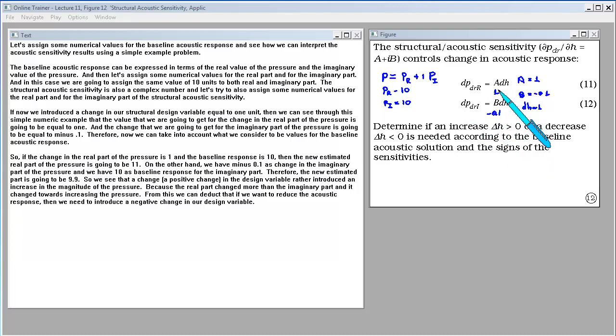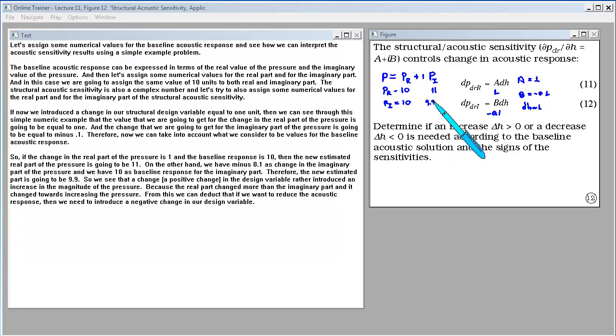Therefore, now we can take into account what we consider to be values for the baseline acoustic response. So, if the change in the real part of the pressure is 1 and the baseline response is 10, then the new estimated real part of the pressure is going to be 11. On the other hand, we have minus 0.1 as change in the imaginary part of the pressure, and we have 10 as baseline response for the imaginary part. Therefore, the new estimated part is going to be 9.9.